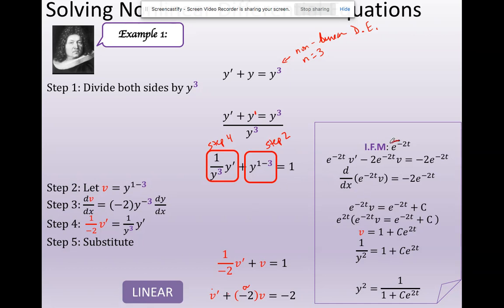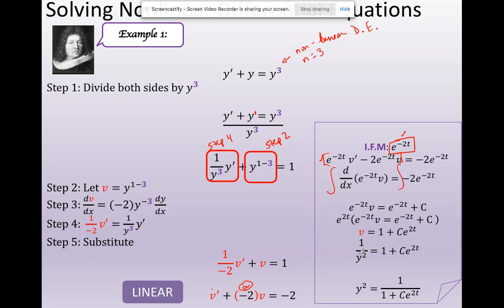Here's my integrating factor, e to the negative, right? Where'd that negative 2 come from? That's my a. A equals negative 2. So I took the linear differential equation and I multiplied through by e to the negative 2t. That's this step. Recognize then that this was the product rule of e to the negative 2t times v.